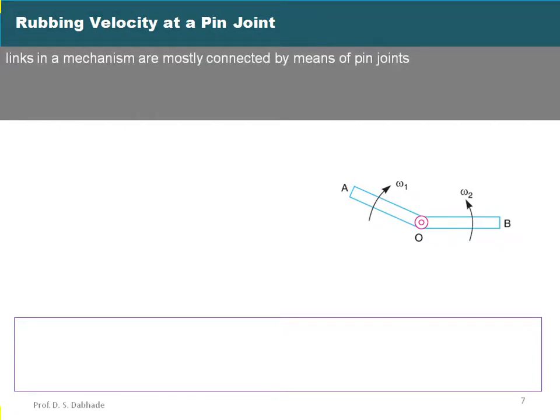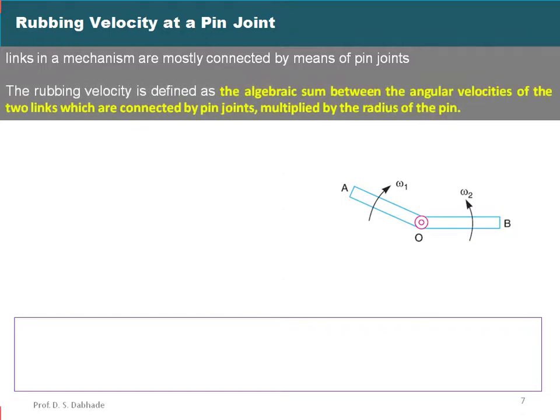The links in mechanisms are mostly connected by means of a pin joint. If I have to define the rubbing velocity, it is defined as the algebraic sum of the two angular velocities of two links which are connected by pin joints, multiplied by the radius of the pin. This results in the rubbing velocity in terms of meter per second.